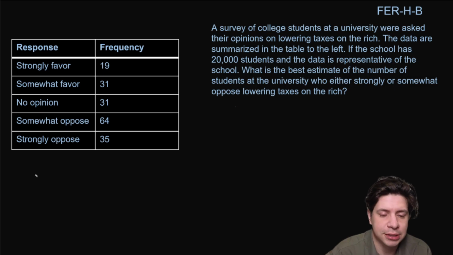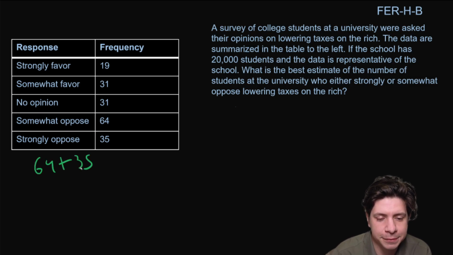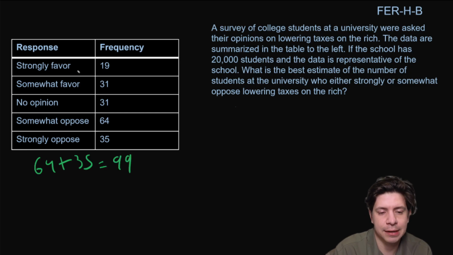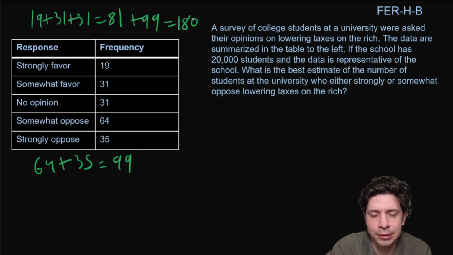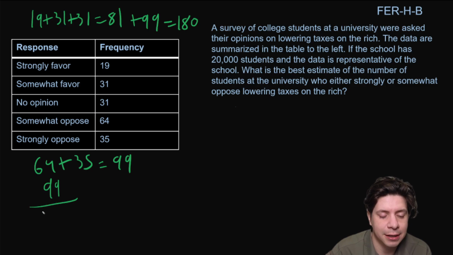So strongly or somewhat, I would fall into that category, but you would do 64 plus 35, and that gets you 99. And then if we add up the other parts, we're going to have 19 plus 31 plus 31, and that's going to give us 81, so plus 99. All right, and you could just use your calculator for this, but I'm working it out here as 180. So the proportion would be 99 out of 180, and you would multiply that by 20,000.